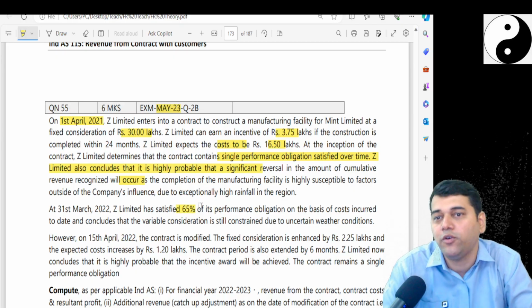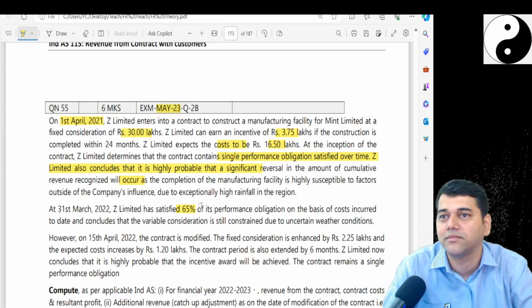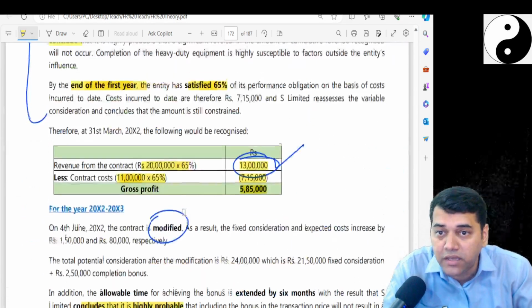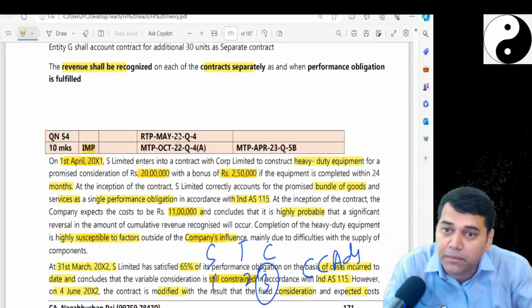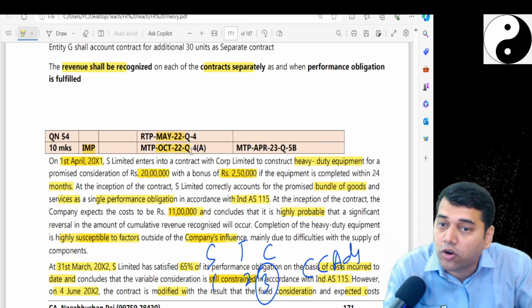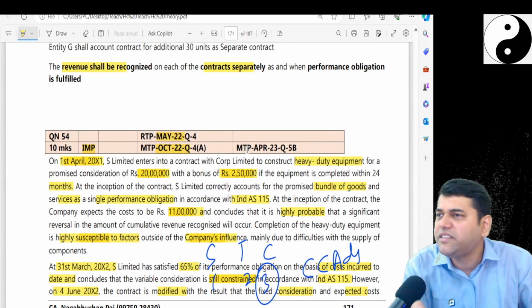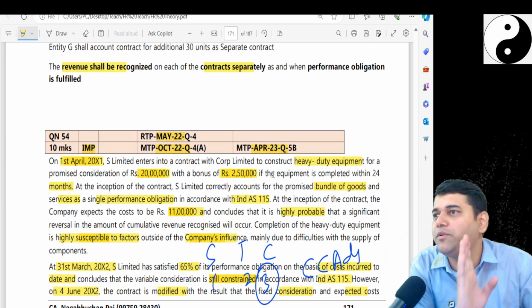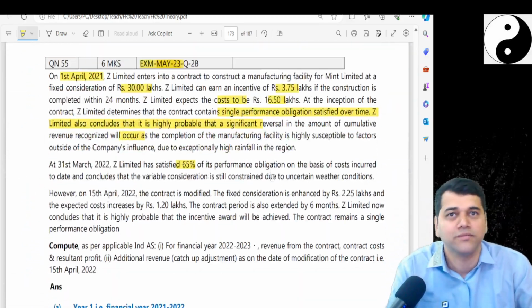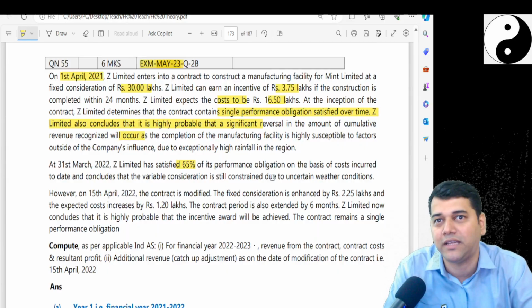Z Limited action. Oh, it's the same question. Which one? But wait, this question came in May 23. By that time, was it there in RTP, MTP? Yes. In May 22 RTP, October 22 RTP, and recent April 23 RTP, MTP only it came, and immediately in the next examination they asked you this question. Not everything, but one you will find like this.